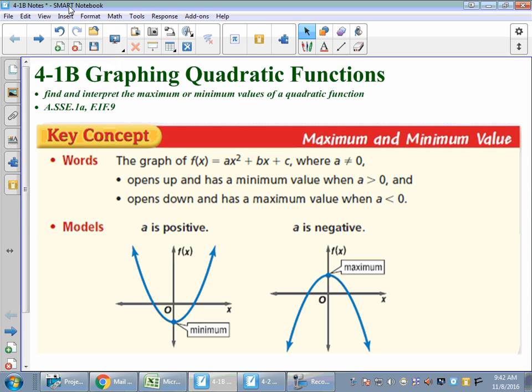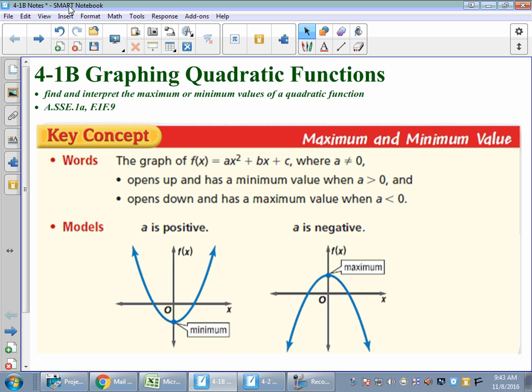These are your 4.01B notes. Graphing quadratic functions, we're going to look at the quadratic as a maximum or minimum value. Yesterday we explored how you graph a function, and today we're going to talk about whether that quadratic represents a maximum value or a minimum value.